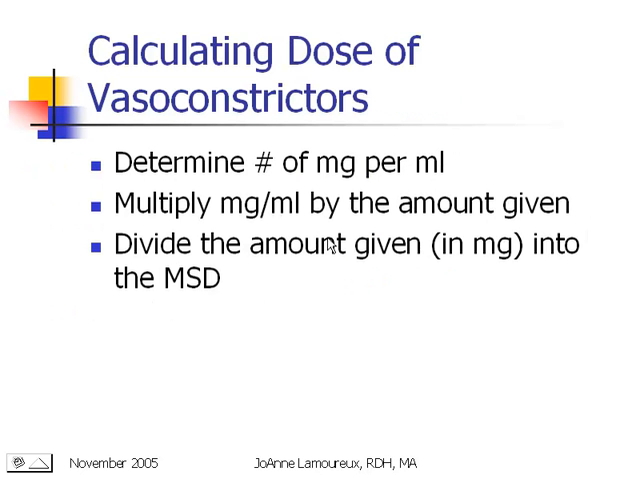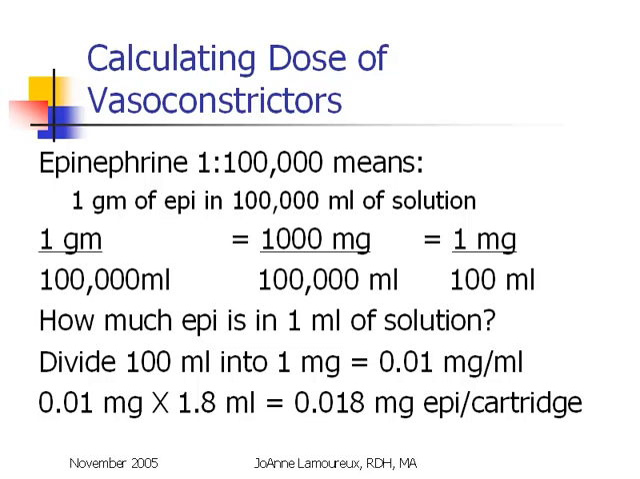So how do we calculate the dose of the vasoconstrictor? It's basically the same steps. Some people find it a little bit more confusing because of that dilution ratio. But basically, the first thing you need to find out is how many milligrams are there in each milliliter of solution that we give. Once we find out how many milligrams are in a milliliter, we multiply those milligrams by how many milliliters we've given. And then we divide the amount that's been given into the maximum recommended dose. Let's take a look at an example.